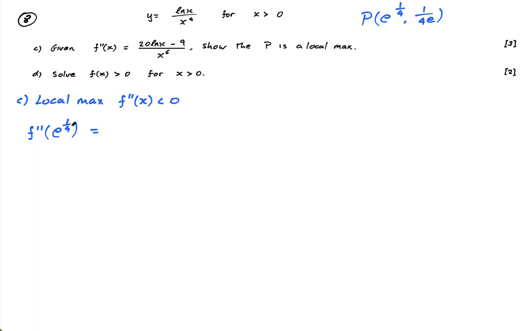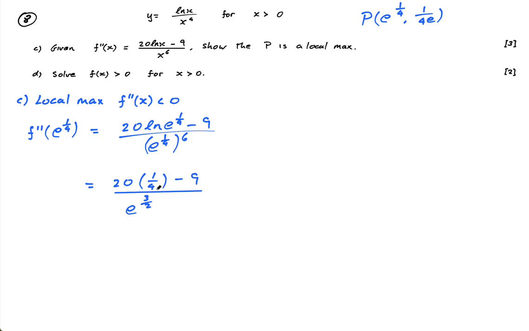And this is equal to, so I'm just going to sub e to the power of a quarter into this guy here. So I have 20 ln of e to the quarter minus 9 all over e to the power of a quarter all to the power of 6. And this equals, remember guys, ln of e to the power of a quarter is a quarter. So it's 20 times a quarter minus 9 all over e to the power of 6 over 4, which is 3 over 2 if you like.